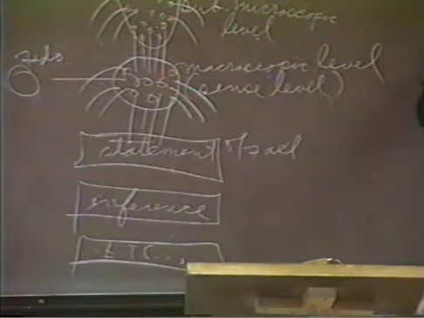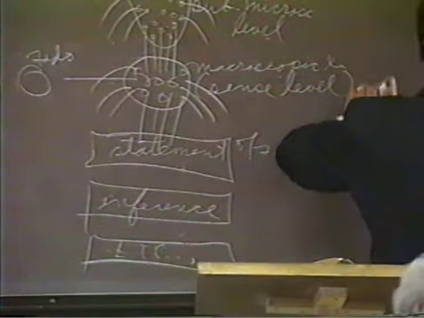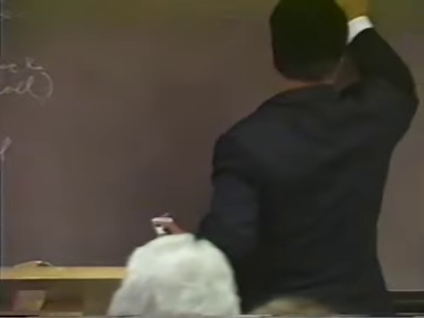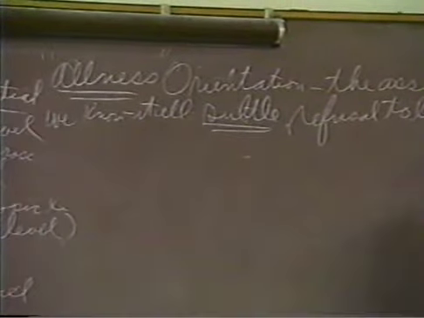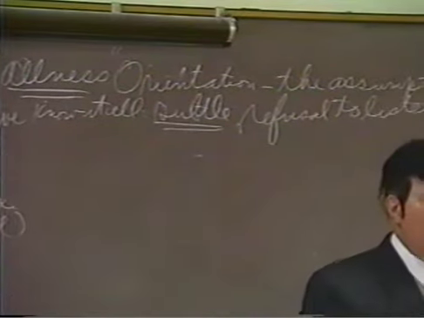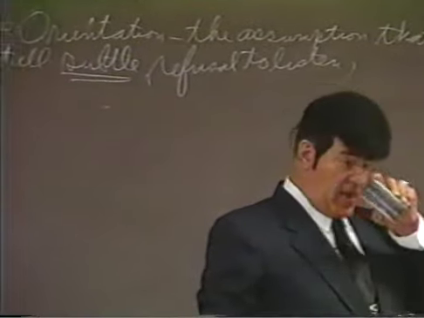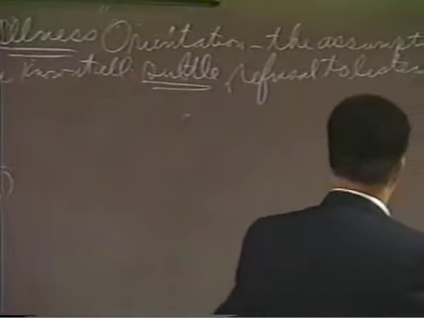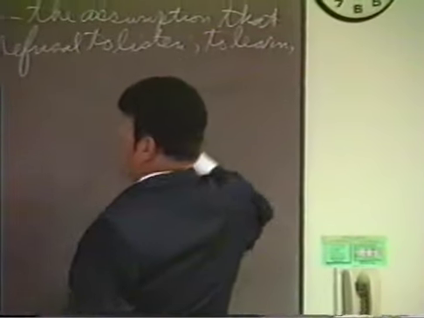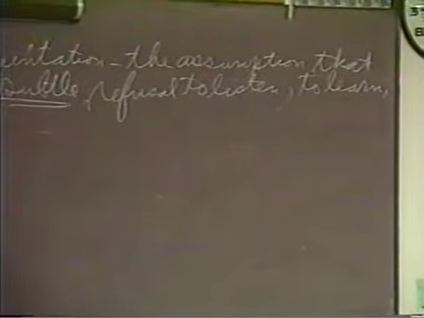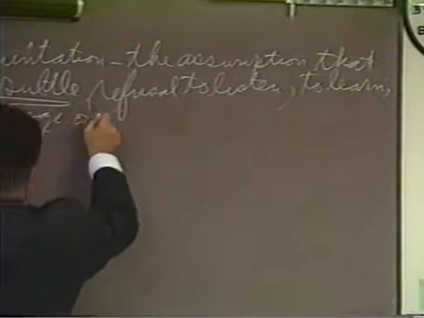Okay, so the allness orientation is the assumption that we know it all, the refusal to listen. Oh boy, we could talk about that. All of us need training, especially in the university class. We come to a class, oh, this is old stuff. Make up our minds right away. Refusal to learn. Refusal to change or keep up to date.